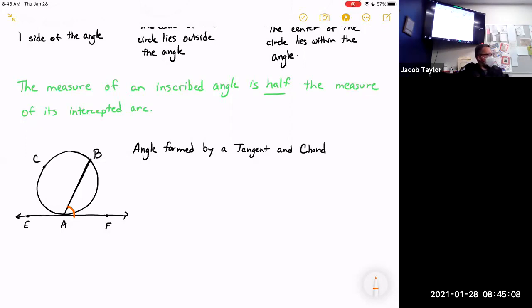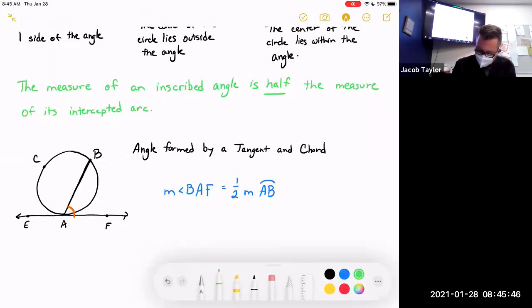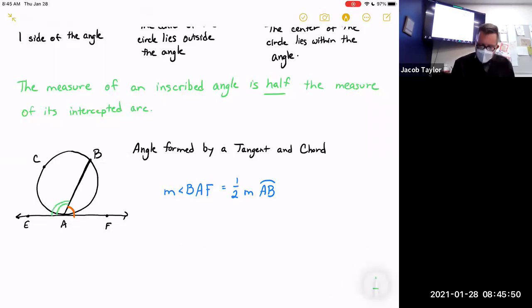Now, even though this one looks different, it is a chord and a tangent instead of two chords, it still follows the same rule. And the rule is the measure of angle BAF is equal to half the measure of arc AB. Or if you wanted to use the other angle, this one over here, you could say that the measure of angle BAE is equal to half the measure of arc. And this is a major arc, so I have to use three letters, ACB. So it still follows the same rule, it just looks different.